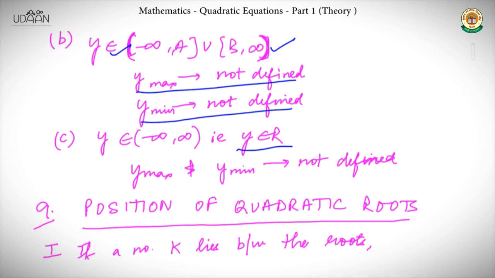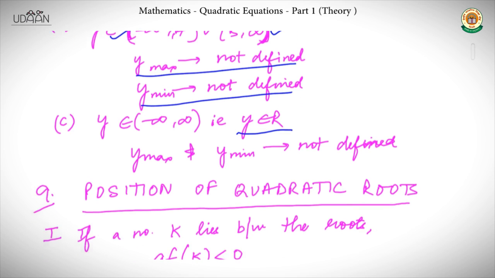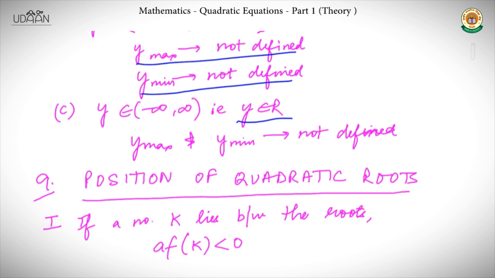We would see a greater use of rational functions in the questions that we discuss later on. We next come to the topic, the positions of roots of a quadratic equation ax square plus bx plus c equal to 0.